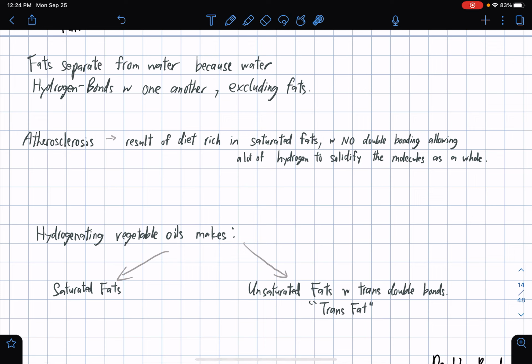Atherosclerosis, I mentioned this earlier. This is the result of a diet rich in saturated fats, the fats that are solid at room temperature. These are also the fats without any double bonding, which allows hydrogen to solidify the molecules as a whole. So this is the explanation as to why saturated fats are solid at room temperature. The saturation of hydrogen plays an important role in making it solid.